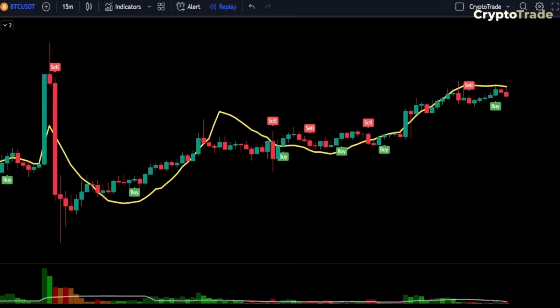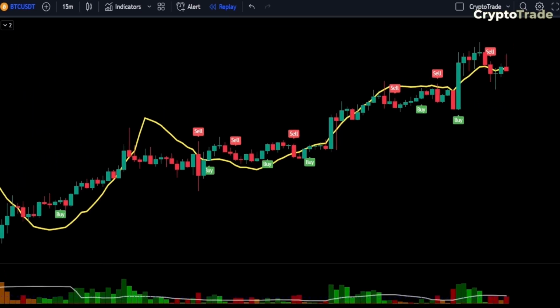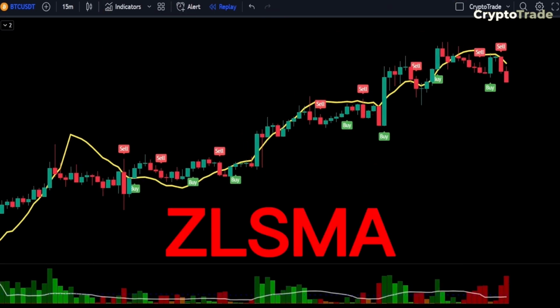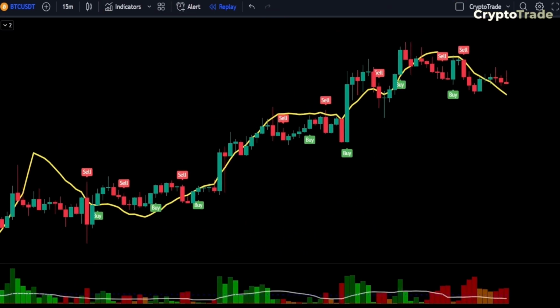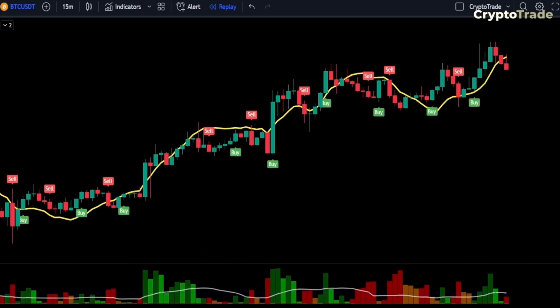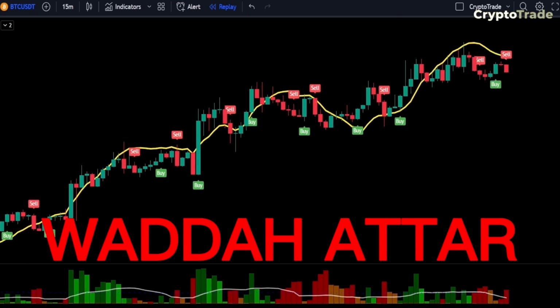Thanks to these very smart indicators, you can follow the market trend and find high probability trade entries to maximize profits. I will use the ZLSMA indicator to determine the trend direction. I will use the Chandelier Exit indicator to show the entry point of the operation. I will use WADDAH ATTAR Explosion to confirm the entry signal provided by the previous indicator.